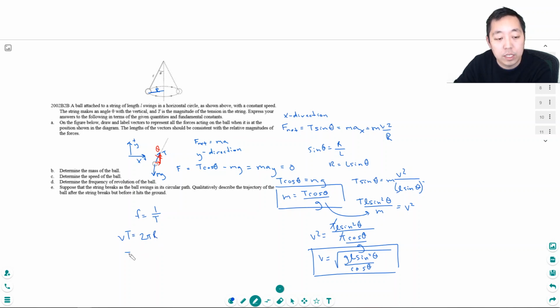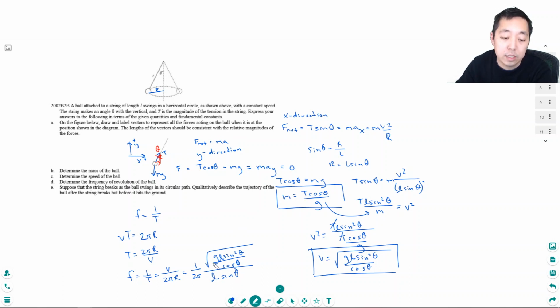So I can solve for T. T is equal to 2 pi r over v. So that means f, which is 1 over T, is equal to v over 2 pi r. We know what v is, and we know what r is, so this is 1 over 2 pi. For v, I'm going to do the square root of all of this, g L sine squared theta over cosine theta. And then r, we decided, was L sine theta.